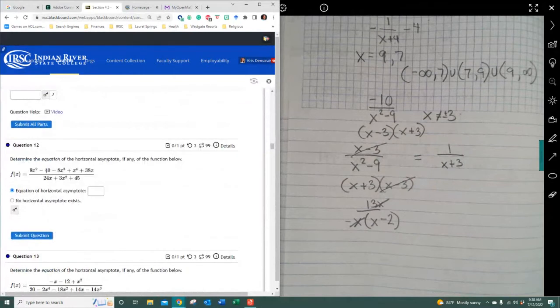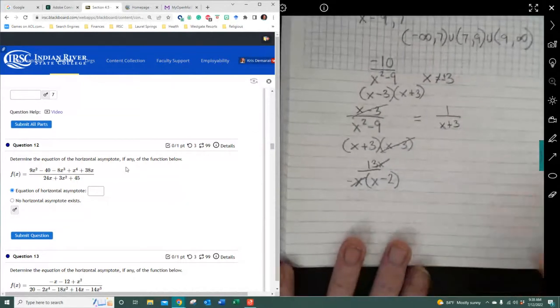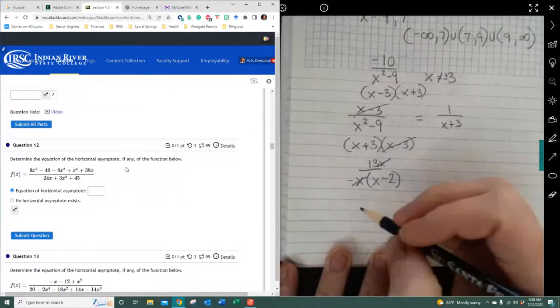Now, it gets a little bit weird when you're looking at such things as this. This gets more and more complicated. But all they're saying is determine the equation of the horizontal asymptote, if any, of the function below. Now I'm going to have a discussion about how to find horizontal asymptotes. This one looks like a wild equation, but we're not focused on much of it. All we're focusing on is the horizontal asymptote.